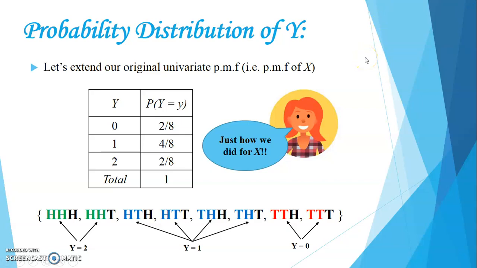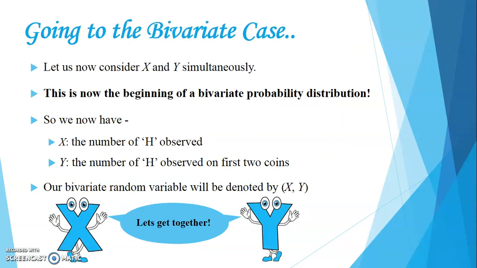Okay, so we have considered x, we have considered y. Now what we will do is, we will be considering x and y simultaneously. So when you consider two variables together, it is the beginning of a bivariate probability distribution. Okay, so let us recollect. X is the number of heads observed. Now in x we are going to consider all the 3 coins. Y is the number of heads observed only on the first 2 coins.